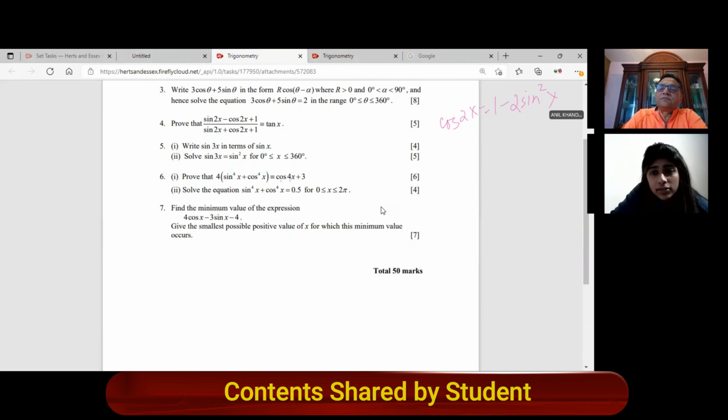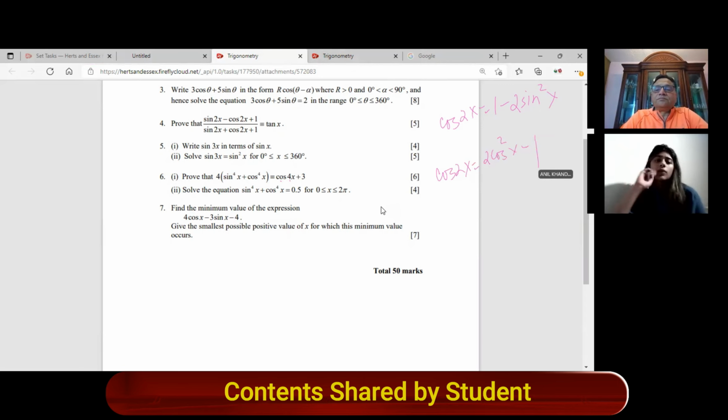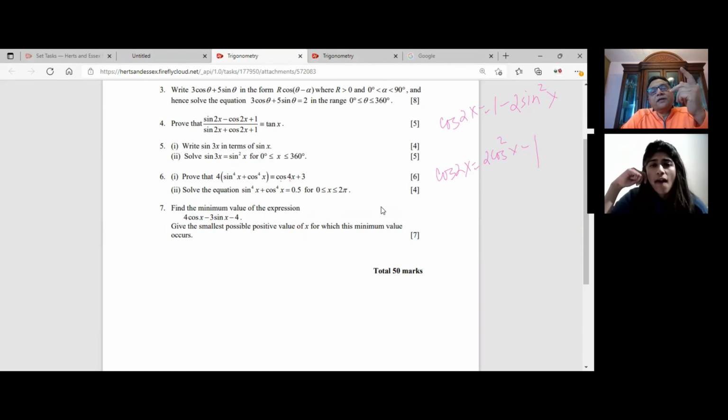Remember this formula. Cos 2x plus 2x is 4x. So you could think like this also: sine to the power of 4x plus cos to the power of 4x. Whenever they come, it's like sine square x plus cos square x whole square minus 2ab. Do you see that?